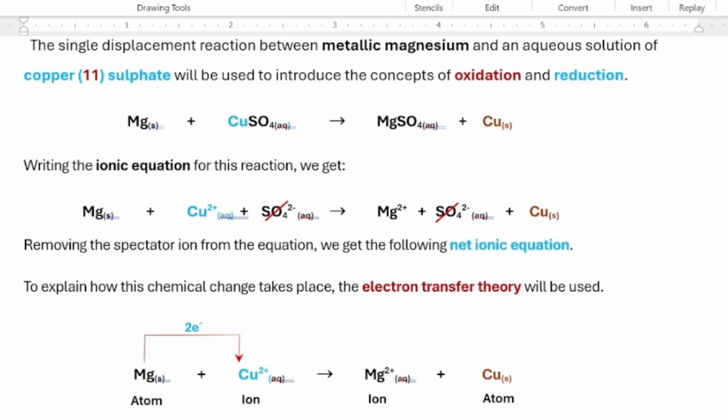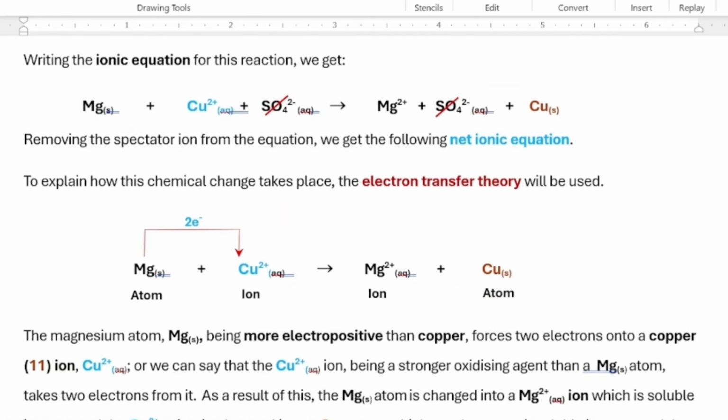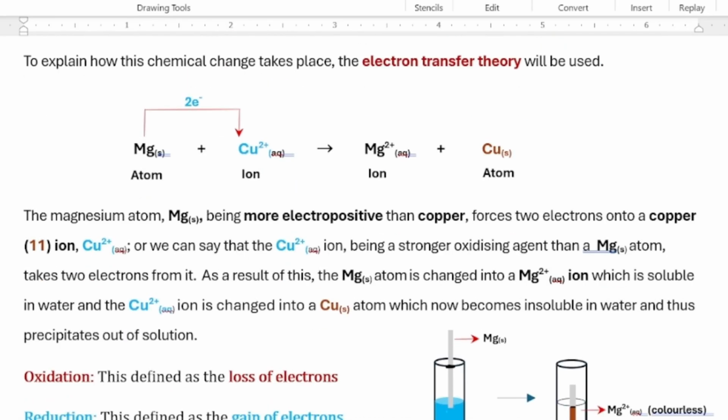Formulating the ionic equation from this, we get magnesium, copper-2 ions, sulfate ions, magnesium ions, sulfate ions, and copper atoms. Be reminded that elements and molecules are not decomposed when formulating ionic equations. Removing the spectator ions, which in this case are sulfate ions, we end up with the net ionic equation. According to the net ionic equation, we're having a magnesium atom reacting with a copper-2 ion to give you a magnesium ion and a copper atom.